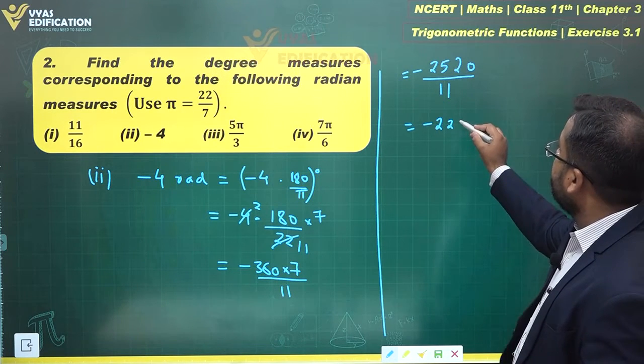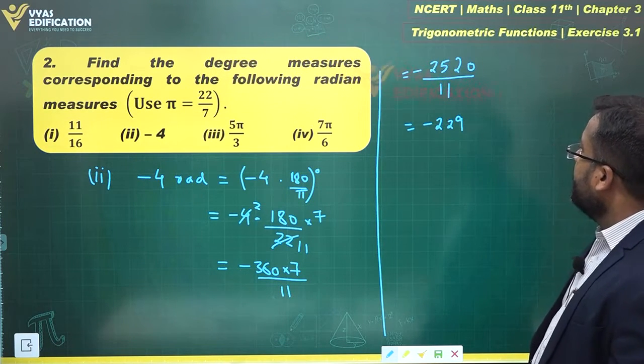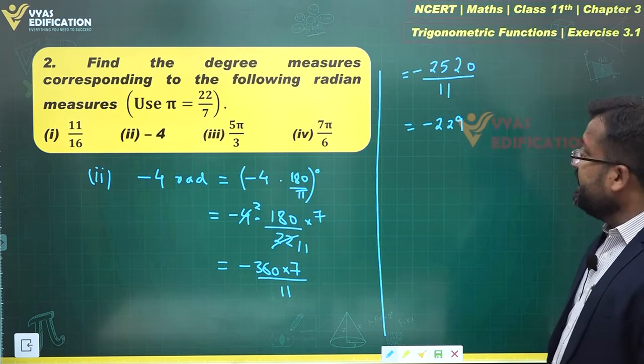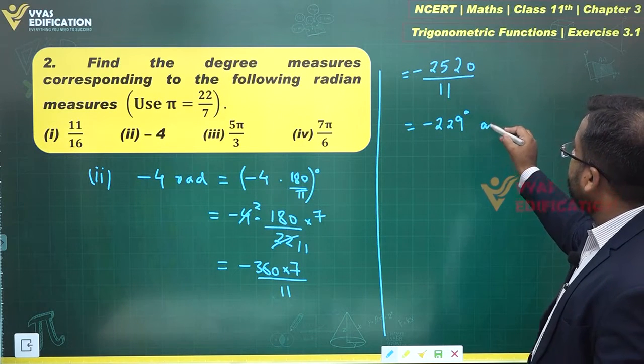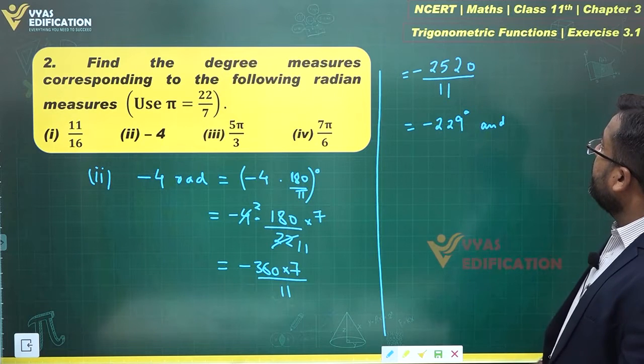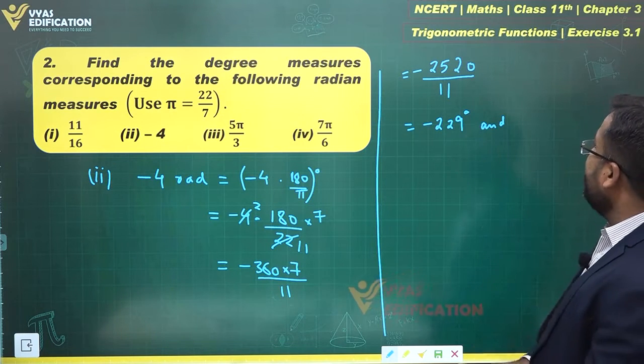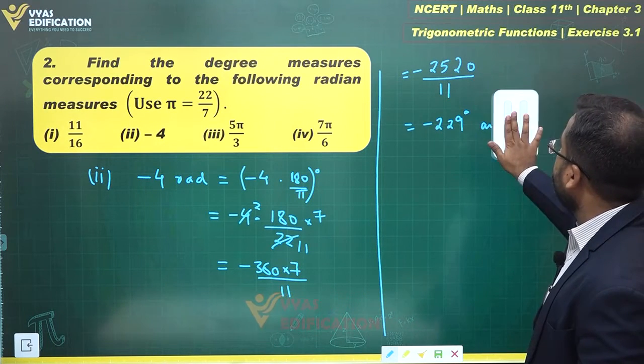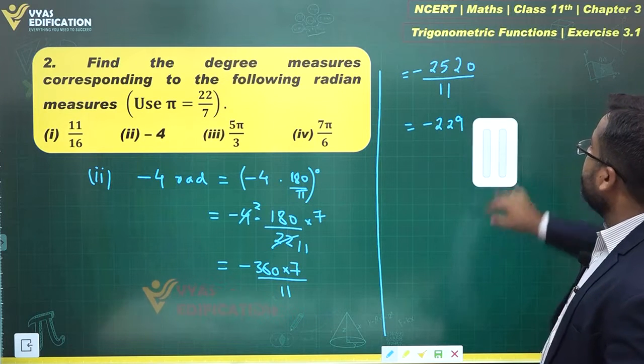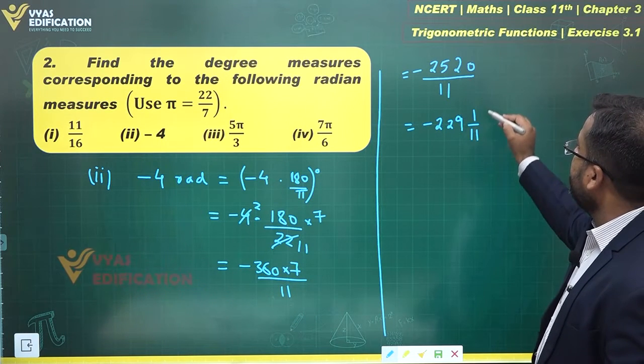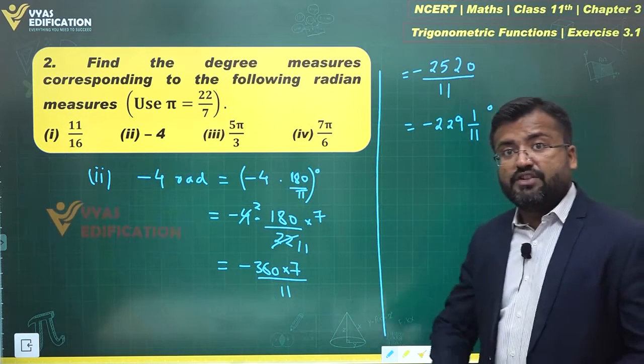100 is actually 9 times 99. So minus 229 degrees, and along with that you have 1 by 11 degree extra. 1 is the remainder, so 1 by 11 degrees will be extra, right? That's one version of the answer.